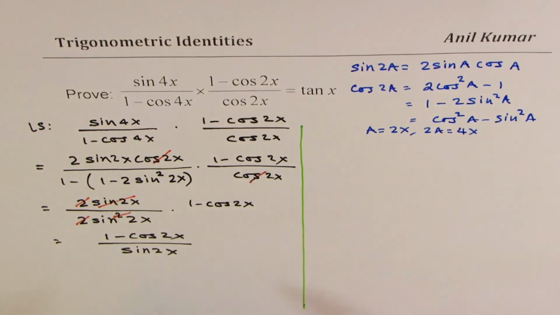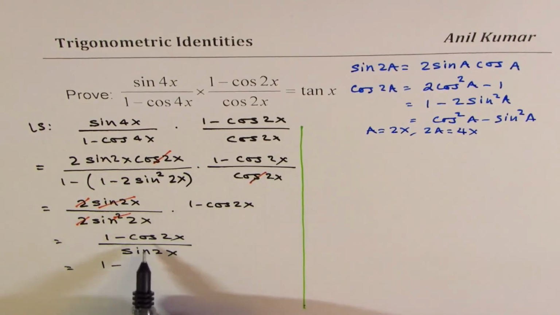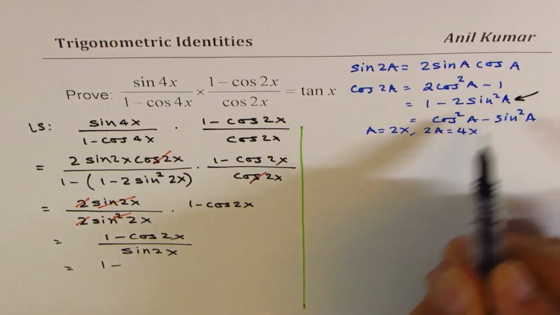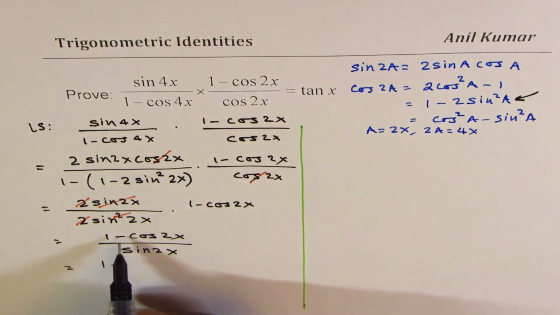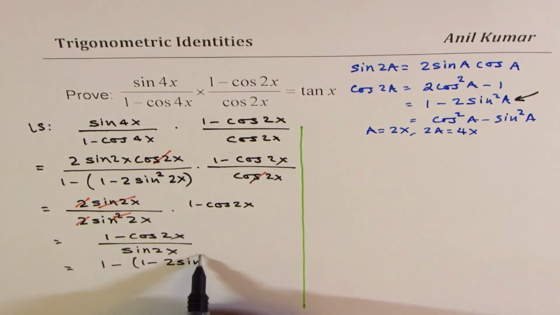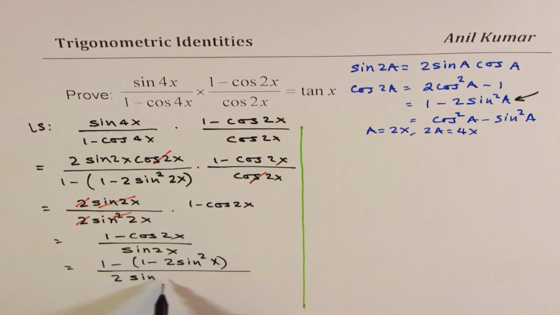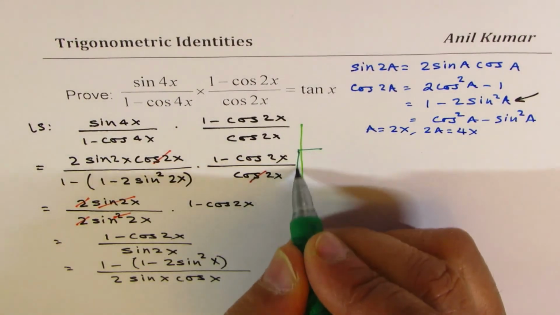Now, since I need sine on the top and cos in the denominator, what I will do here is use the cos 2x formula as 1 minus 2 sine square x. So I can write this as 1 minus 2 sine square x divided by sine 2x, which is 2 sine x cos x. Clear? So let's move on to this side.